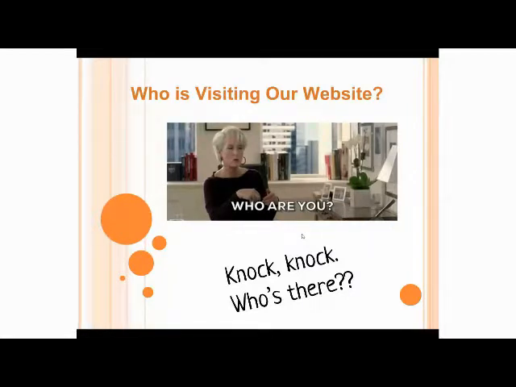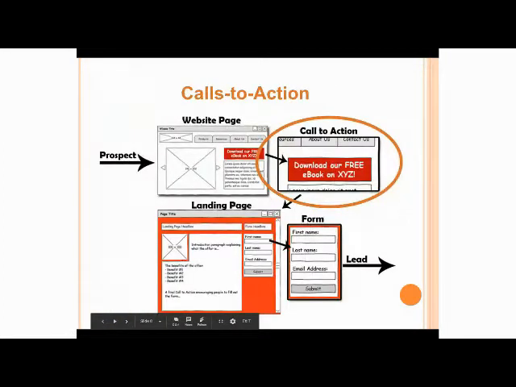Today we're going to look at who's visiting our website. That is, how can we capture the names and preferably the email addresses of people that are visiting our site. We looked last week briefly at this schematic, and a prospect comes to our website, sees the call to action, clicks on that, goes to their landing page, and fills out their form with their first name, last name, and email address, and then becomes a lead. So let's dig into the call to action segment of that and see how that works.